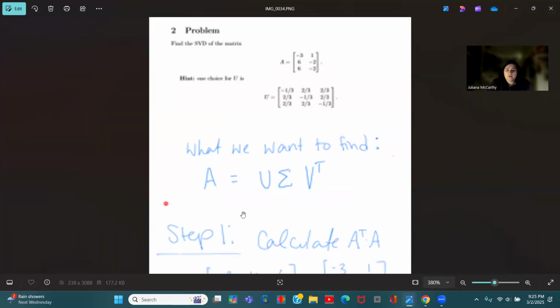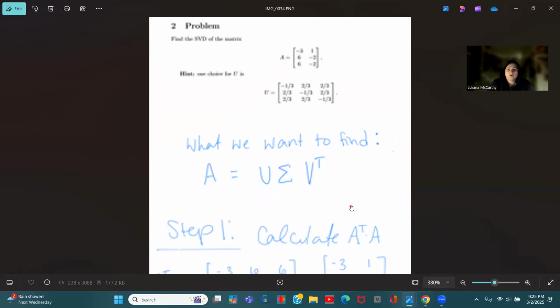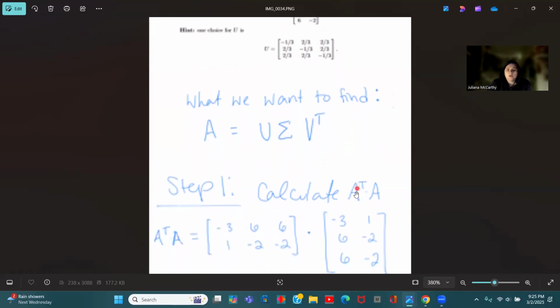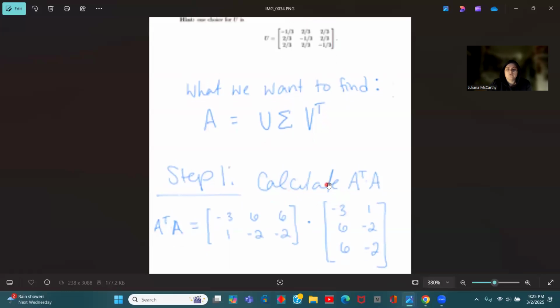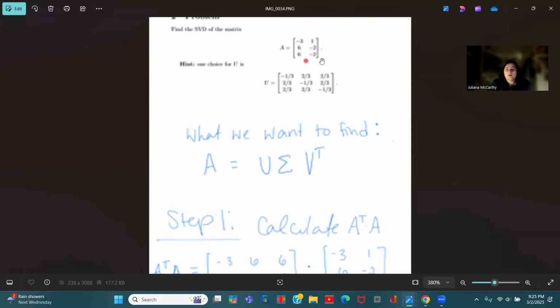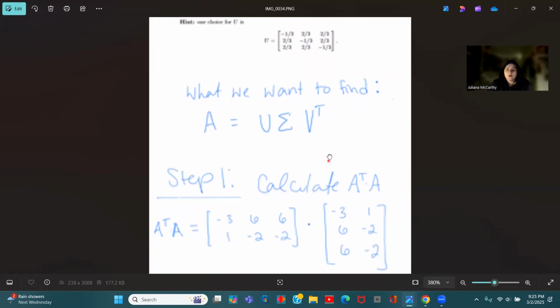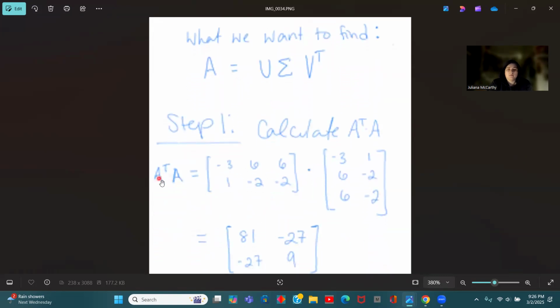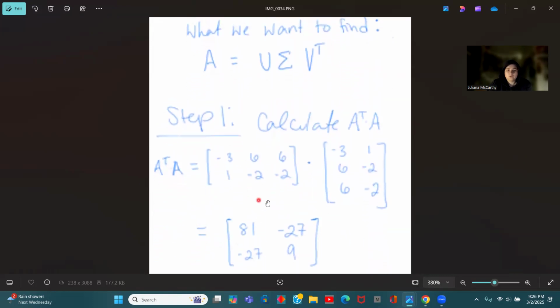So ultimately, what we want to find is A equals u times sigma times v transpose, and this is the singular value decomposition. So our first step is we're going to calculate A transpose times A, because we have A here, but to be able to do anything with it, we want it to be a square matrix. So that's why we multiply it by the transpose. So remember, transpose is you take the rows, make them into columns.